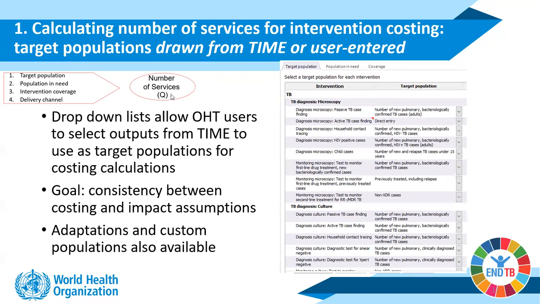The target population can be drawn from TIME, the impact model, or user entered. Drop-down lists allow OneHealth tool users to select outputs from TIME to use as target populations for the costing calculations. The goal is consistency between the costing and impact assumptions. You can also adapt these target populations to your specifications. You can designate an age and sex that should be set as the target population, or you can select what we call user entered or direct entry, in which you would be able to put in an absolute number for each year as the target population. So there's a lot of flexibility to really craft a tool and a projection that represents the NSP or other strategic plan or policy shift that you want to be able to represent.